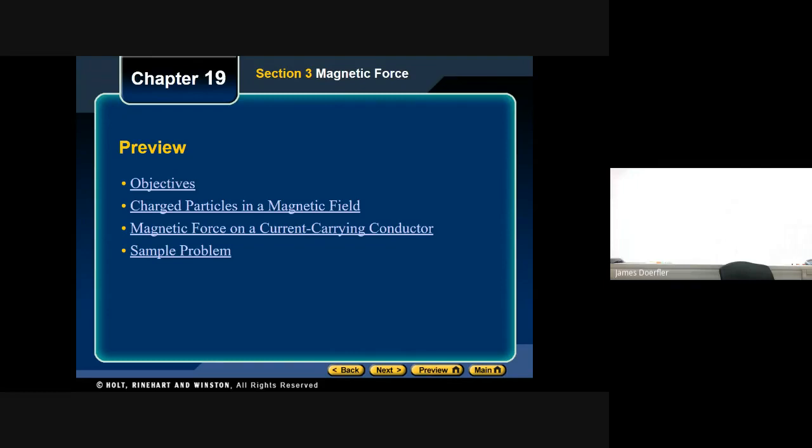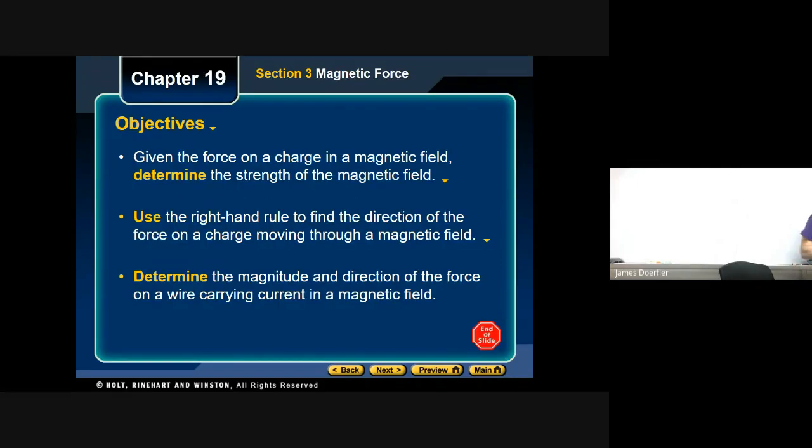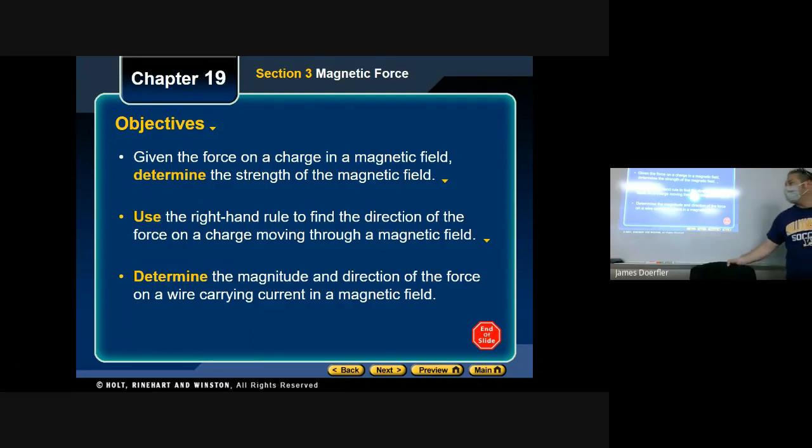So, over the next couple of days, we're going to be working on section 3. All right? It's been a fairly light chapter thus far. Okay? But it is time to get into some mathing. So what we're going to do in this section is, given the force on a charge in a magnetic field, determine the strength of that magnetic field. We're going to use the right-hand rule to find the direction of the force on a charge moving through a magnetic field. That should actually say alternative right-hand rule. And determine the magnitude and direction of the force on a wire carrying current in a magnetic field. Whew. A lot of words in those objectives, but it won't be that bad.